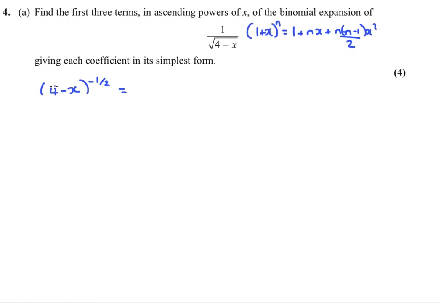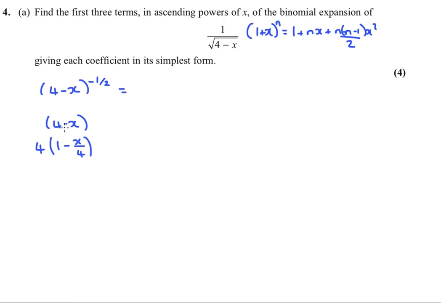We need to get rid of this 4. We need to turn that into a 1. So to do that, I'm going to concentrate on this 4 minus x. And I'm going to take out a factor of 4. If I take out a factor of 4, we're going to have a 1 here, and we're going to have to divide this by 4.